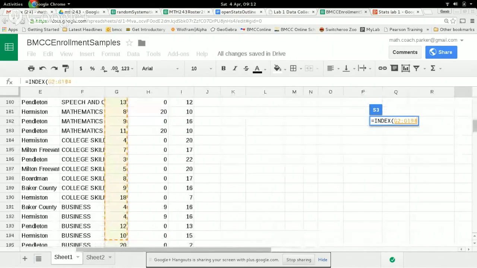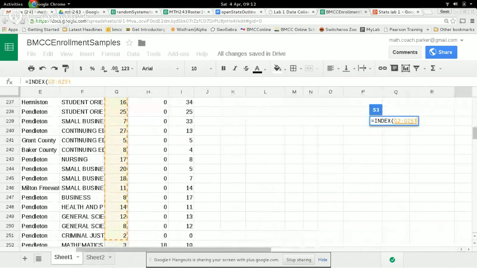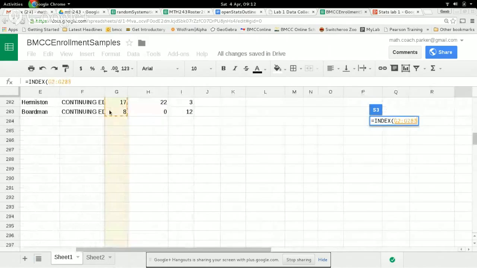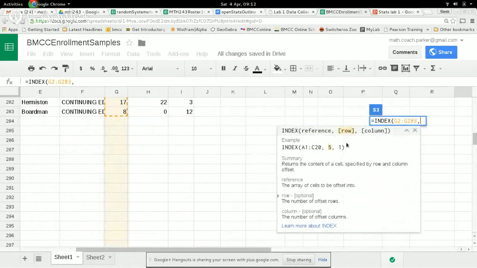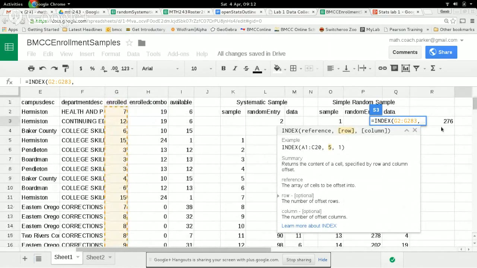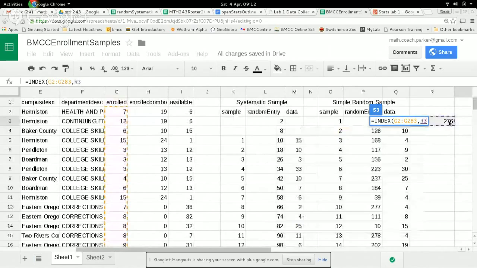Now, this isn't something you need to remember about the Excel commands. I'm just showing you how one might use Excel to do certain things. Then it wants a comma, and then it wants to know what row I want in there. And I want to use my random number to grab that row. So I say, there's my random number. I can also give a column if it's multi-column data, but this isn't. And so I just close the parentheses and enter.